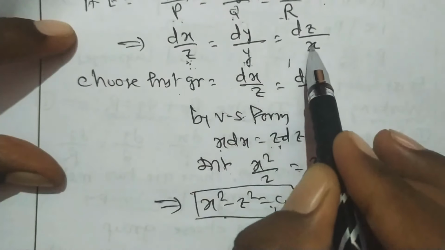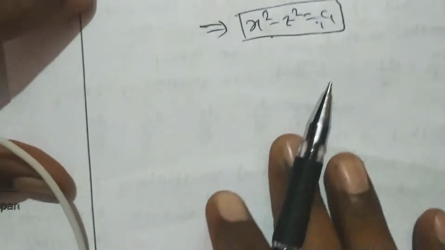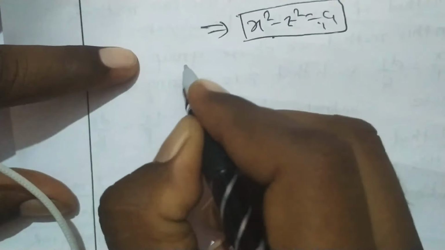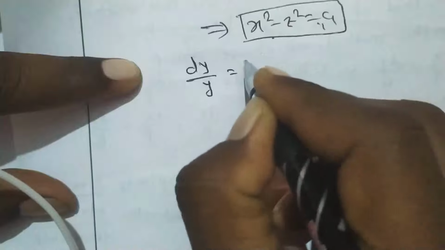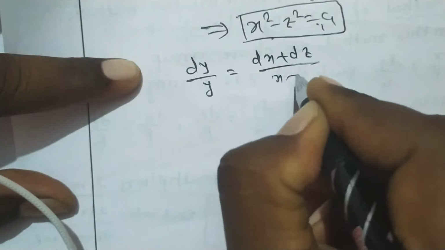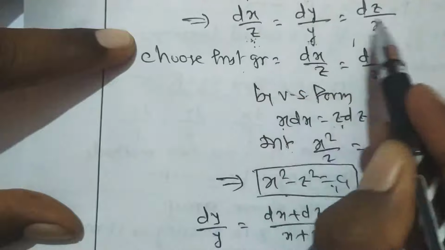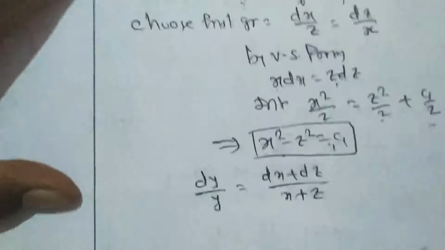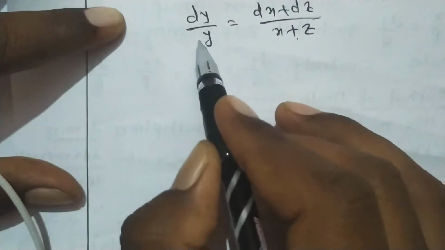Look, the first and last have variables that separate, only this term creates the problem, so we can use a combination with multipliers here. Means for dy upon y, this group, I equate it with dx plus dz upon x plus z. Means if you take one multiplier for this and one for that, adding both we can equate with dy. So dx plus dz upon x plus z we can equate with dy upon y.